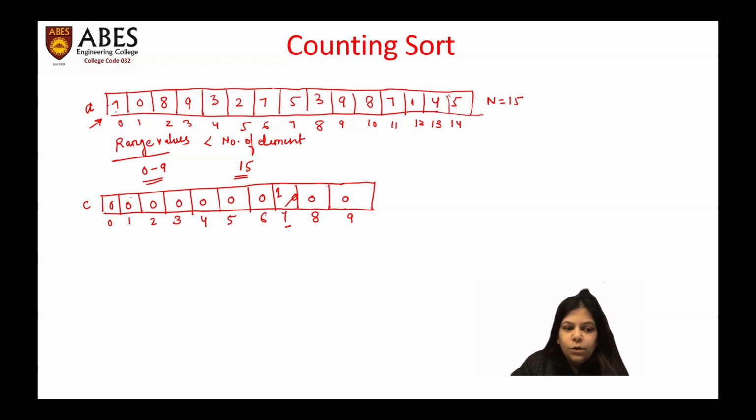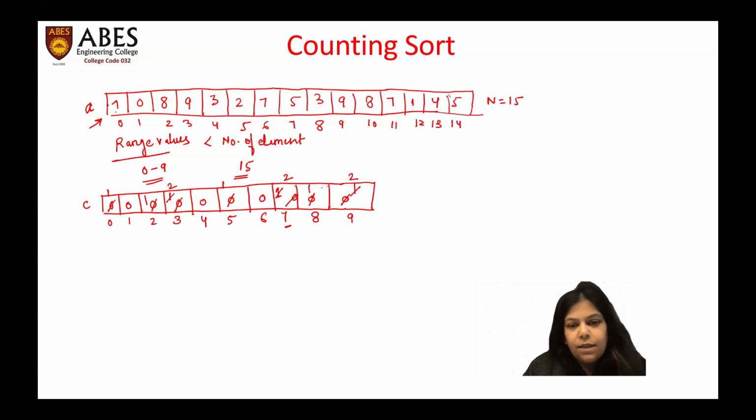Then I have got 0. So I will increment this value by 1. Again, I have got 8. I will increment this value by 1. Then I get 9. I will increment this by 1. Then 3, and this 0 will become 1. Then 2, this will become 1. Then I have 7 again, this value will be incremented to 2. Then 5, this will be incremented to 1. Then for 3, this will be incremented to 2. Then 9, this will be incremented to 2.